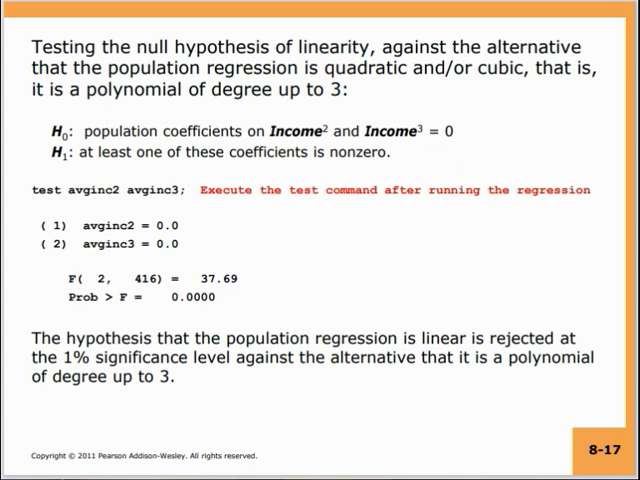So you can use this command in STATA, test average income 2 and average income 3, and your F statistic over here is 37.69. So you reject the null hypothesis because your p values are very small. It is rejected at the 1% significance level against the alternative that it is a polynomial of up to degree 3. Okay, so this is how you can test whether your data is actually nonlinear or not, or whether your nonlinear regression function is the correct one to use or not.